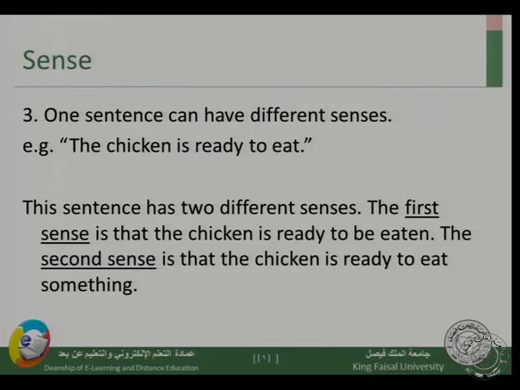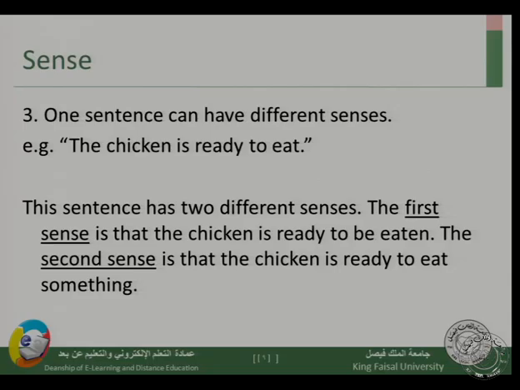So look at the example that we have here. The chicken is ready to eat. At first glance at this sentence, you might understand it in a way, and then if you look at it again, you might get a different sense. So one sentence can have two different senses. So in this case we have two different senses. So this sentence has two different senses.